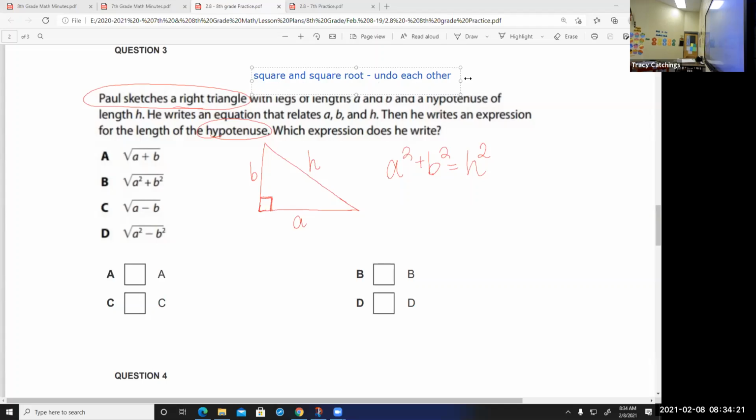So that means if I have a square and I'm trying to get it by itself, I need to take the square root of both sides. That's going to eliminate the square on that side, leaving us with H is equal to the square root of A squared plus B squared. What's our answer?